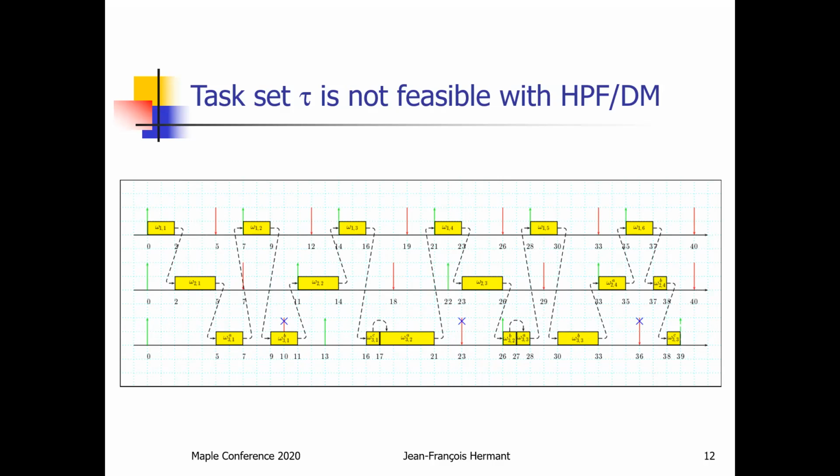Here is the HPF-DM schedule for the same task set tau. The highest priority is assigned to the task with the shortest relative deadline. In this example, the highest priority is assigned to task tau1. The intermediate priority is assigned to task tau2, and the lowest priority is assigned to task tau3. The activation requests are the green arrows. The absolute deadlines are the red arrows. We see that task tau3 always misses its deadline. Hence, task set tau is clearly not feasible with HPF-DM.